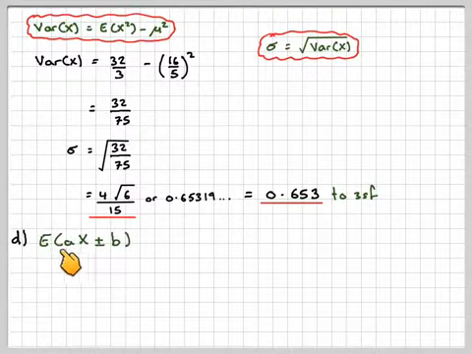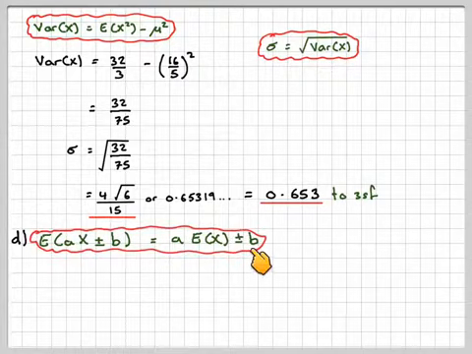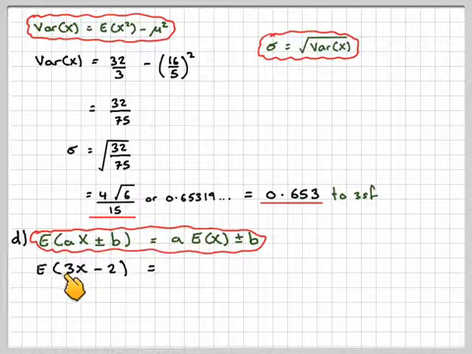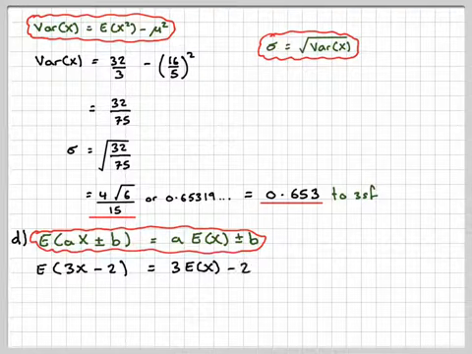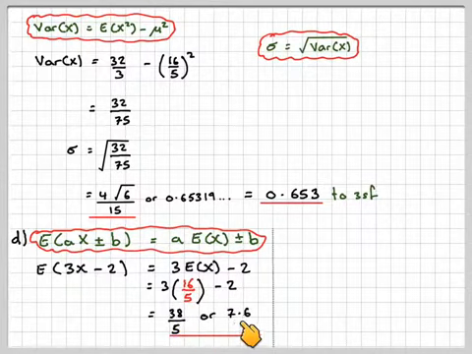Right, we now have to do E of ax plus or minus b. This is called expectation algebra, and it means the same as a times E of x plus or minus b. So E of 3x minus 2 is equal to 3 times E of x minus 2, which is 3 times 16 over 5 minus 2, which gives you 38 over 5, or 7.8.